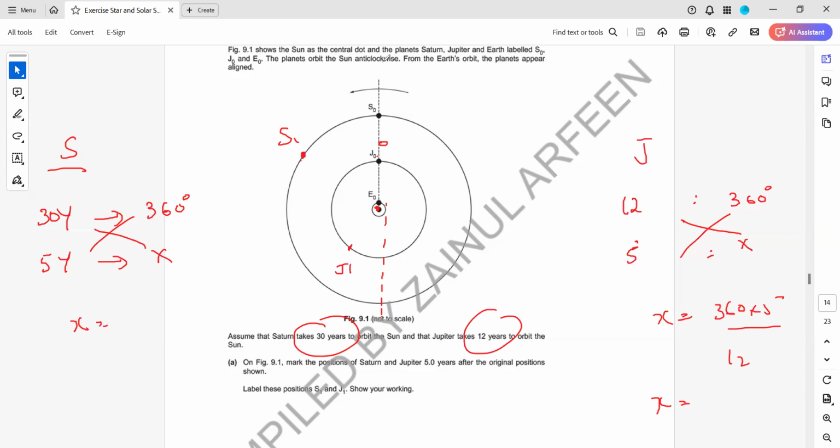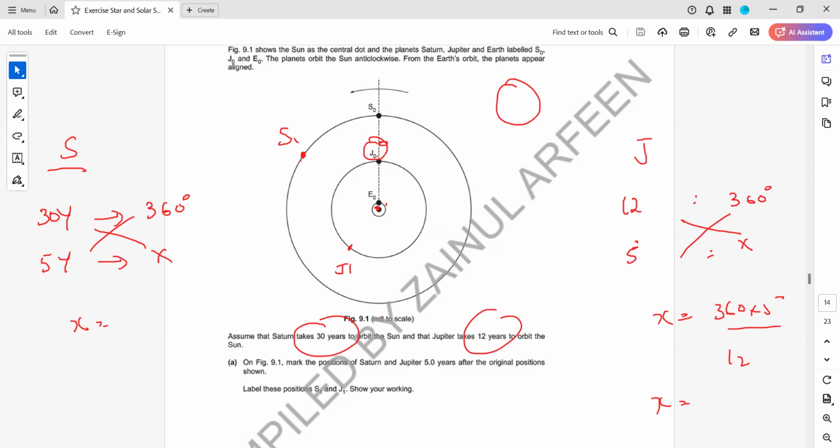Earth after 5 years will be at the same place. Jupiter started from here, J0. After 12 years, it will be at the same position. Earth would be at the same place after 5 years, because one complete revolution for Earth is 1 year. So after 5 years, it will be on the same position. So we don't have to change the position of the Earth. And in the question, we need S1 and J1. So that's why. Is it clear?